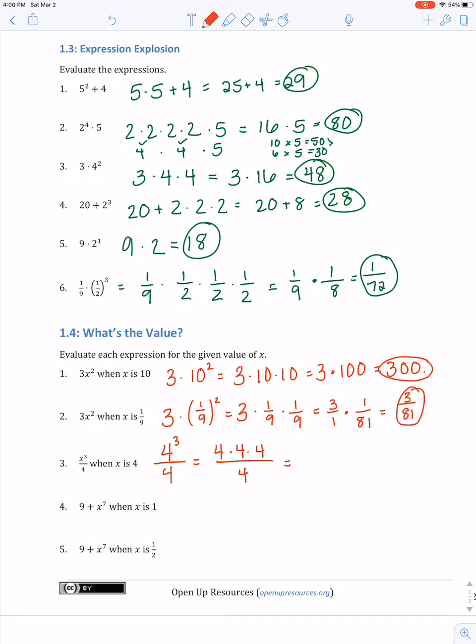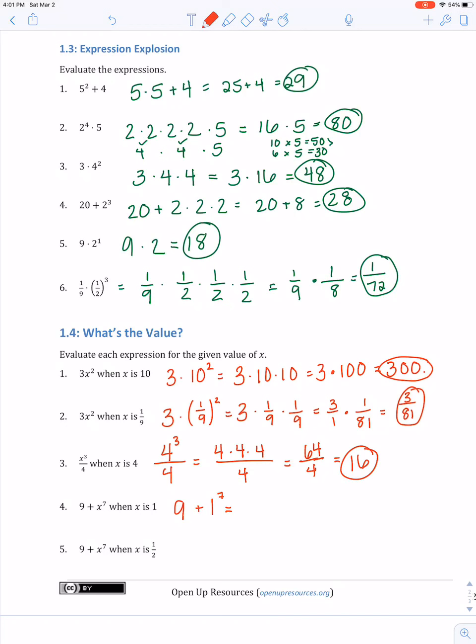So if I have 4 times 4, that's 16. 16 times 4 is 64. And then if I do this division, 64 divided by 4 is 16. So either way, you still get the same answer of 16. For number 4, we have 9 plus 1 to the 7th.